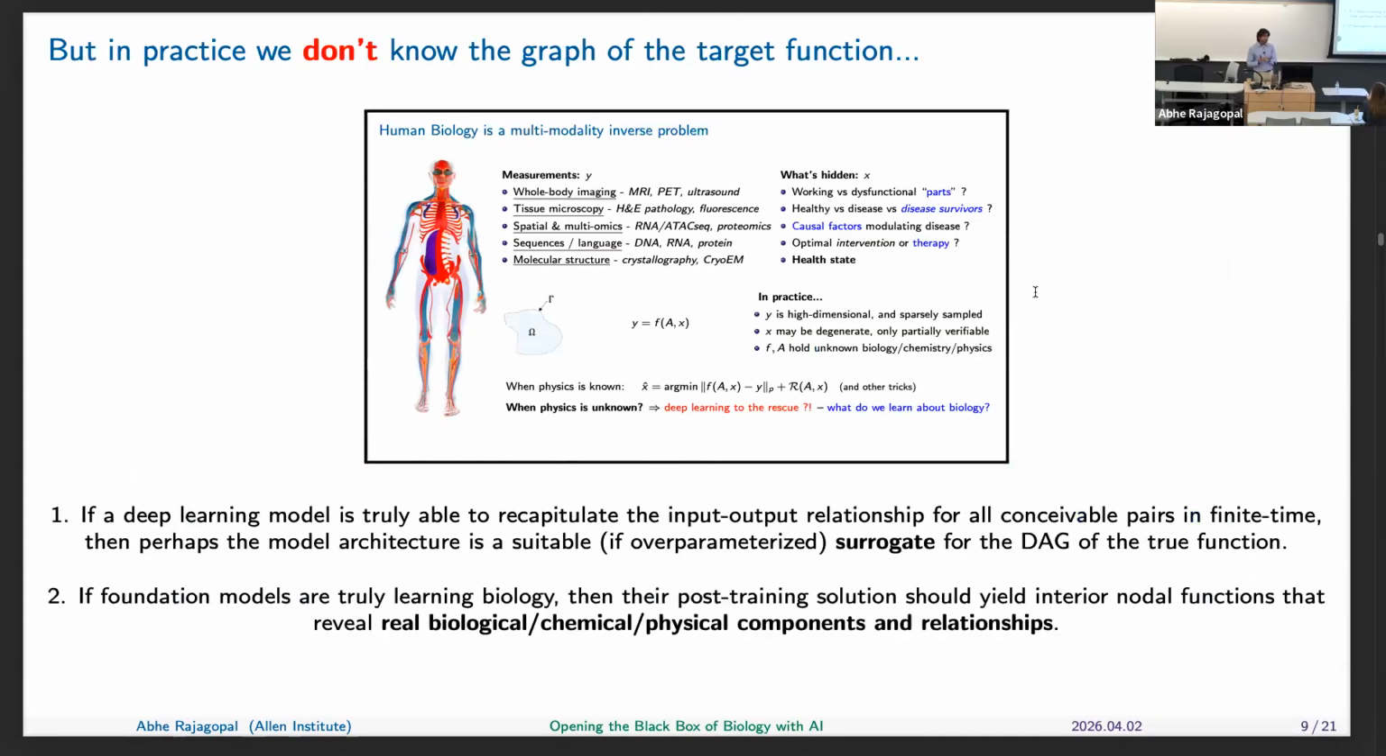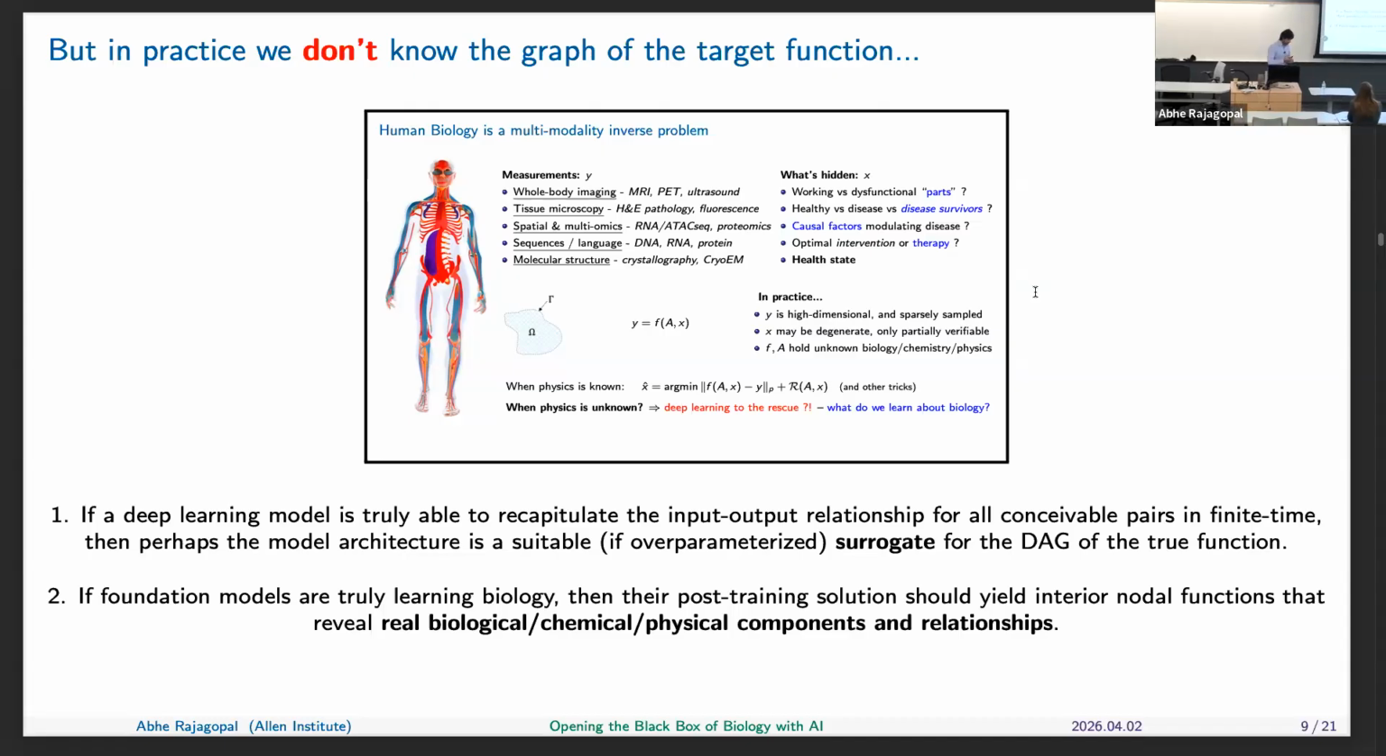But I started this whole thing with, we don't know the true function that we're trying to approximate. We don't know what the forward operator or the inverse operator is for a lot of medical or biological inverse problems. So this is where we need to make a little leap of faith. But the first leap of faith is that if you have a deep learning algorithm that really does work, it really can predict for every conceivable input-output pair, it's well trained and it can predict the output given the input, maybe we can believe that the model architecture contains a subset or is able to encapsulate the actual graph of the true function. And so we're going to try to look at that function as a surrogate for having the real graph of the target function.